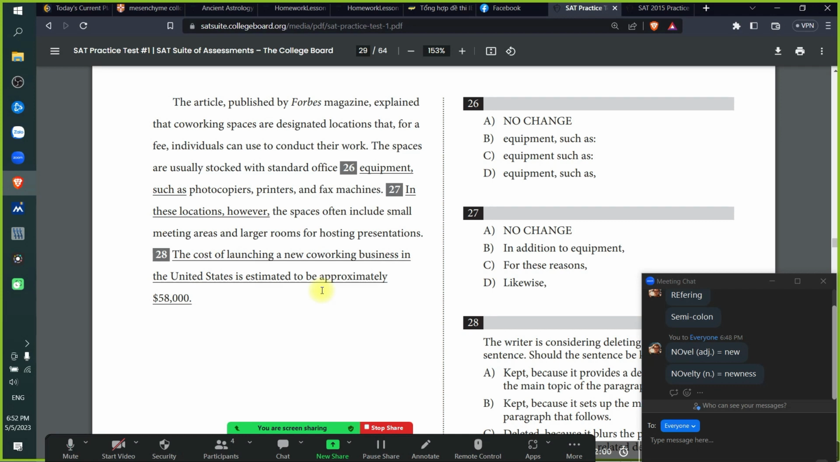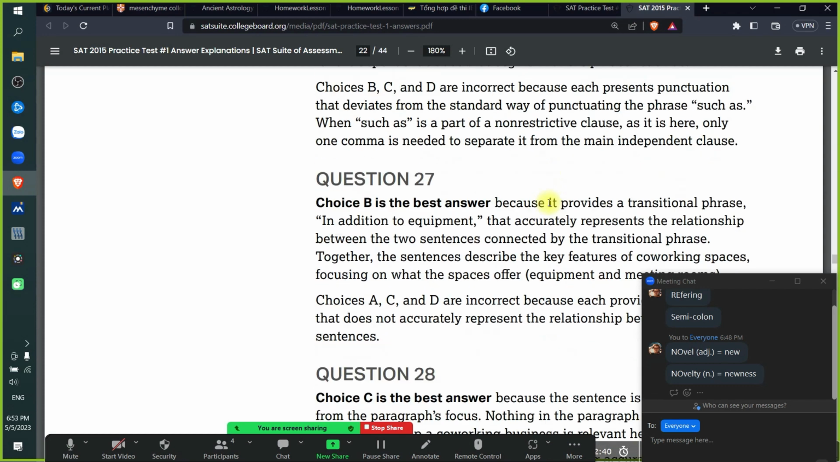26. No change. The spaces are usually stocked with standard office equipment, comma, such as photocopiers, printers, and fax machines. So here, such as provides examples of what equipment you're talking about. So no change. And you do not need to have this colon here. But you do need a comma before such as. Bắt buộc có dấu phẩy đằng trước cái chữ such as này, nhưng mà đằng sau such as không cần hai chấm như vậy. Okay, so 26 it's A, no change.